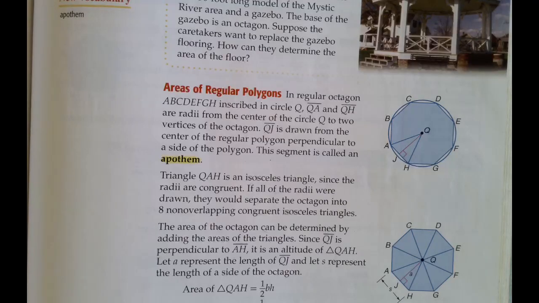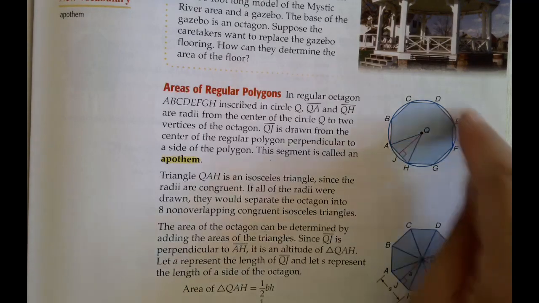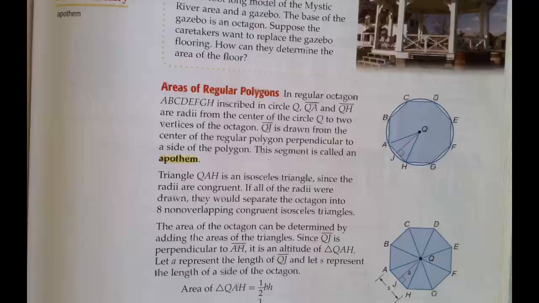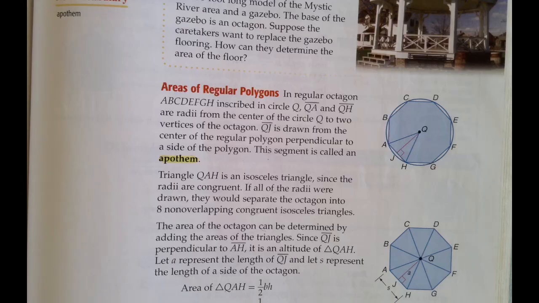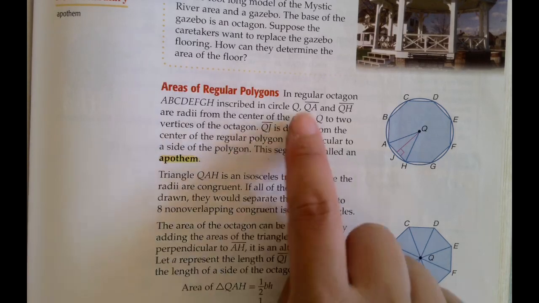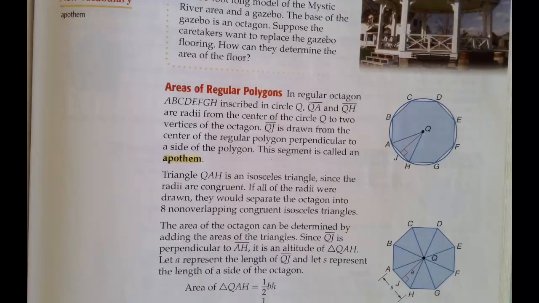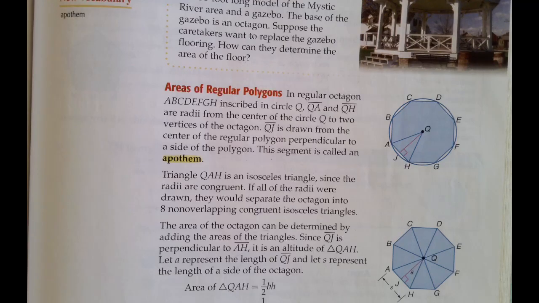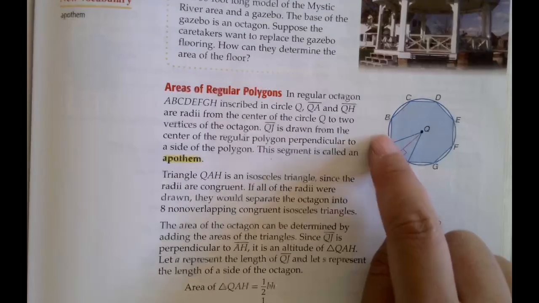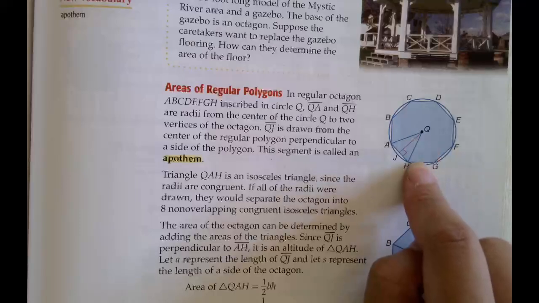Here we're looking at a regular octagon, octagon ABCDEFGH. It is inscribed in circle Q. Note that Q here is the center of the circle, as well as the center of this octagon. Here, QA and QH are radii from the center of the circle, and they also go to the vertices of the octagon. And so here you can see that it forms an isosceles triangle.